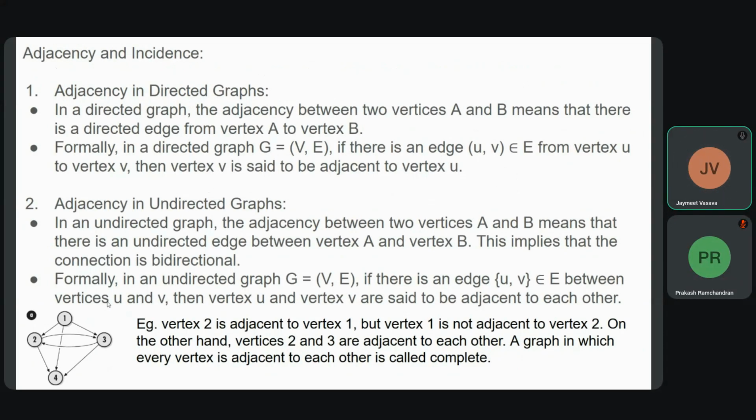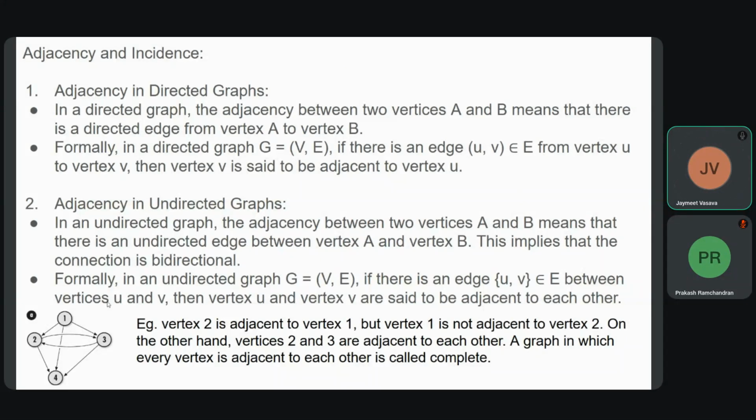So there are two concepts relating to graphs, which are adjacency and incidence. Let's first start with adjacency in a directed graph. In a directed graph, the adjacency between two vertices A and B means that there is a direct edge from vertex A to B. So in a directed graph G = (V, E), if there is an edge (U, V) belonging to E from vertex U to vertex V, then the vertex V is said to be adjacent to vertex U. Then for adjacency in an undirected graph, the adjacency between the vertex A and B means that there is an undirected edge between vertex A and vertex B. This implies that the connection is bidirectional.